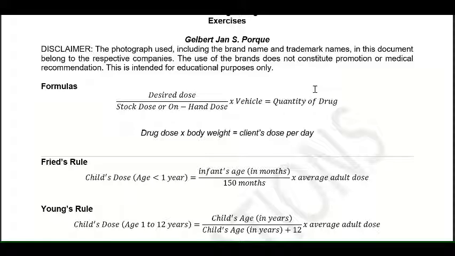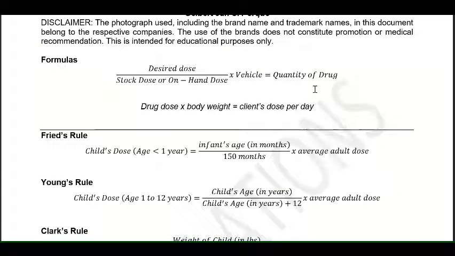So the first page of your handout would detail the formula. Okay, the formula for the computation of your medication, the amount of medication that will be administered to your patient. So that's desired dose over stock dose or on-hand dose times vehicle. When I say desired dose, that answers the question, how much do you want to give to your patient? Or in other words, what's the doctor's order? How many milligrams does the doctor want to be given to the patient?